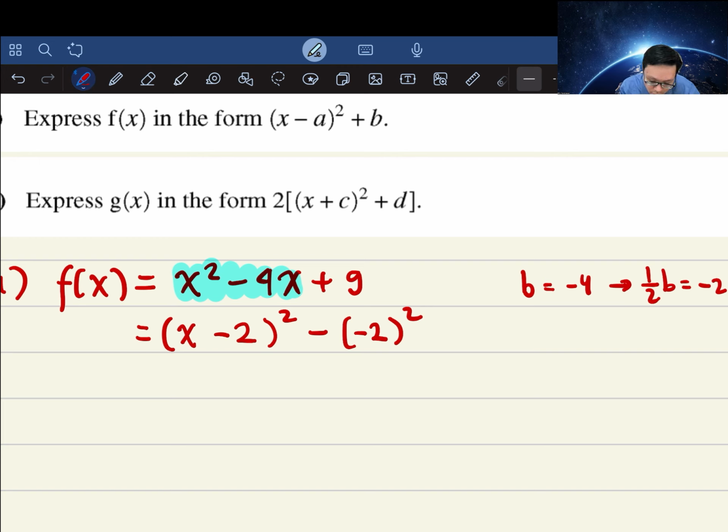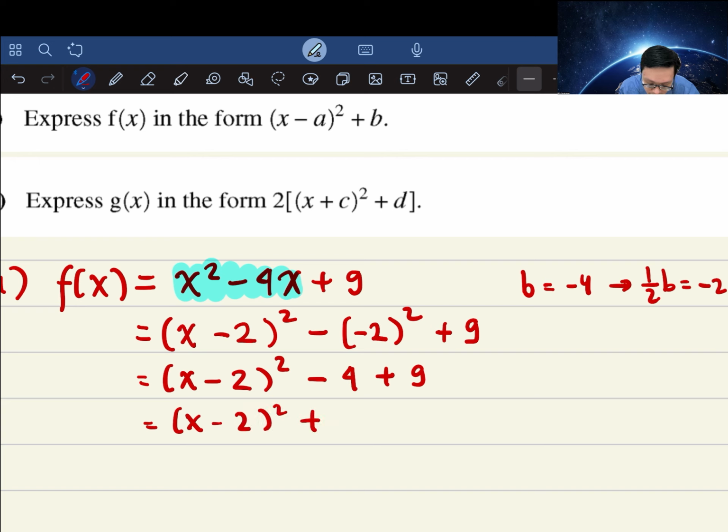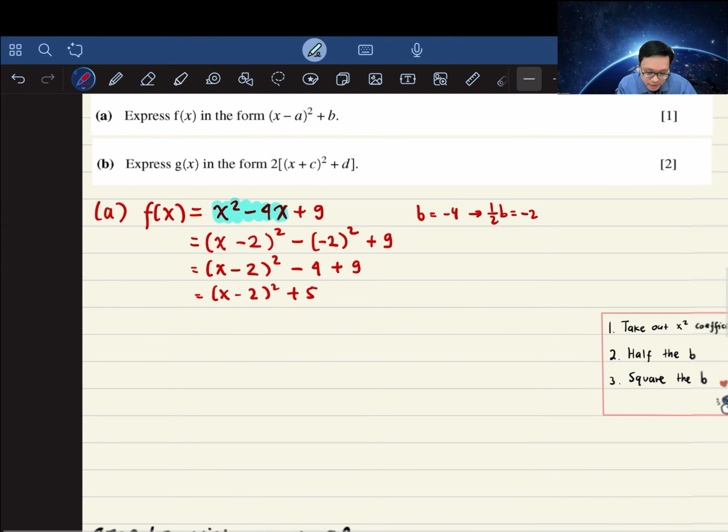And then we have plus 9 over here, don't forget. So we have (x minus 2) squared minus 4 plus 9. So we will have (x minus 2) squared plus 5. So this is the result.